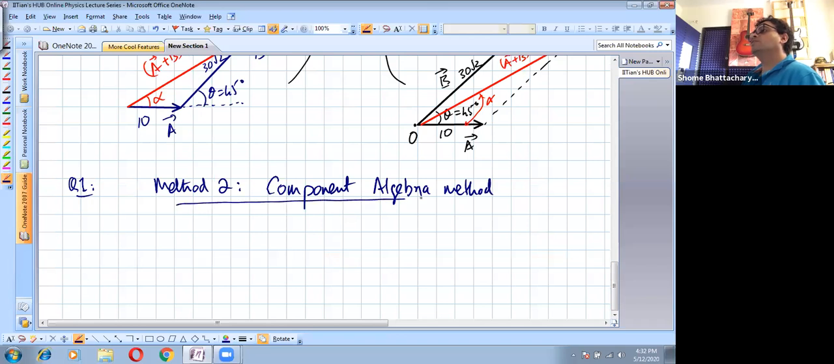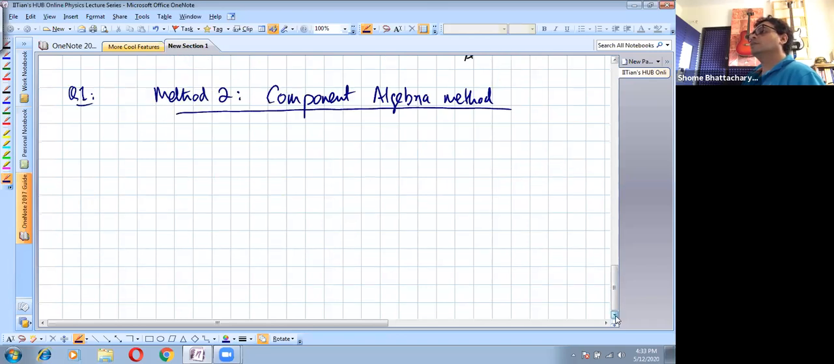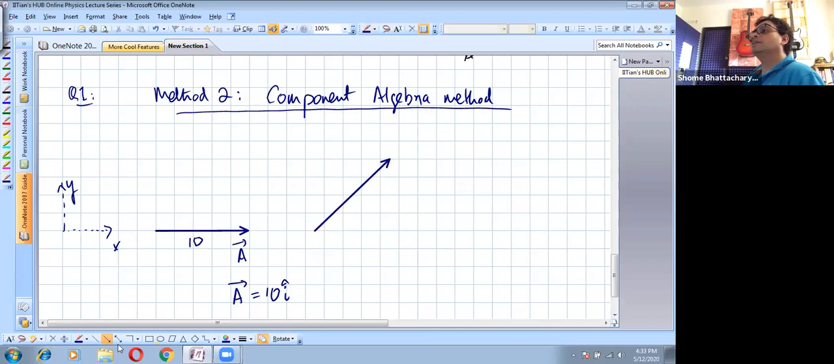So in this method, wherever my vector is, I'll assume that that is my x-axis. So if I've drawn the vector E like this, and its magnitude is 10, I'll just assume that in my system of coordinates, this is the x-axis, and this is the y-axis. So the vector E in component form will simply become 10 I. But then, how the vector B will look: it will be making an angle of 45 degrees with respect to the vector E. That means 45 degrees with the x-axis.